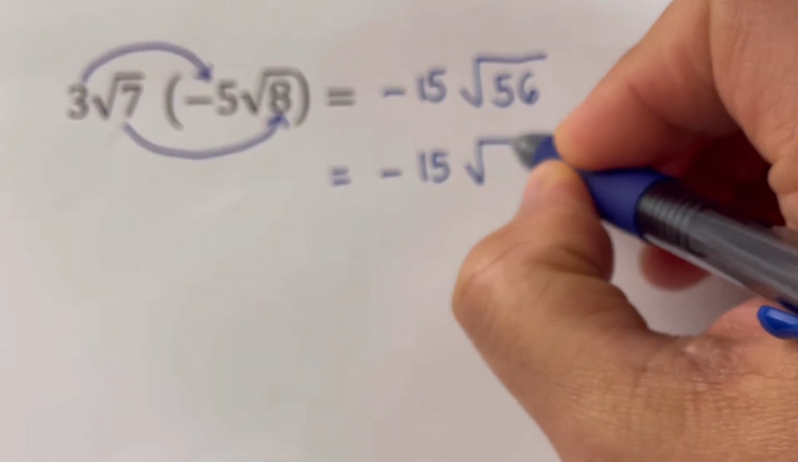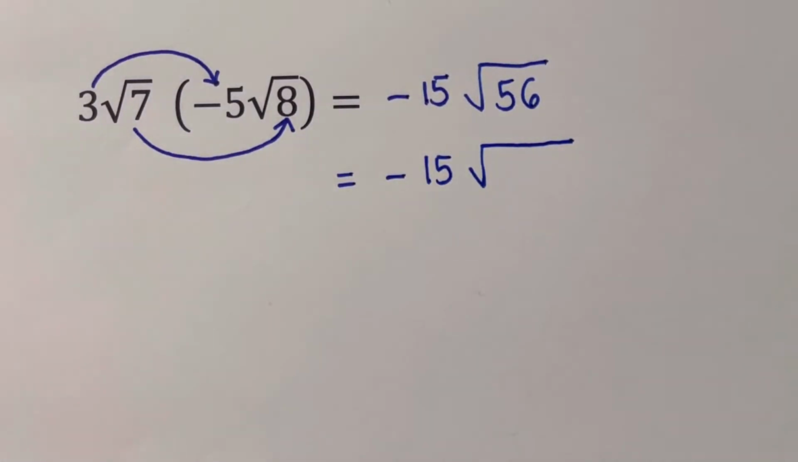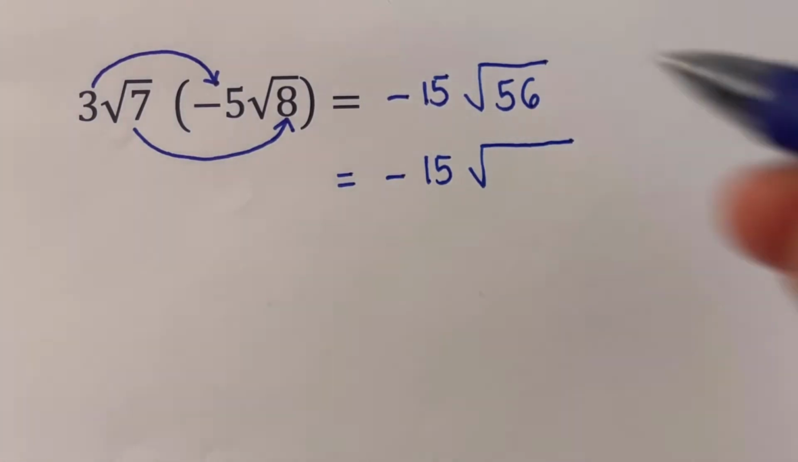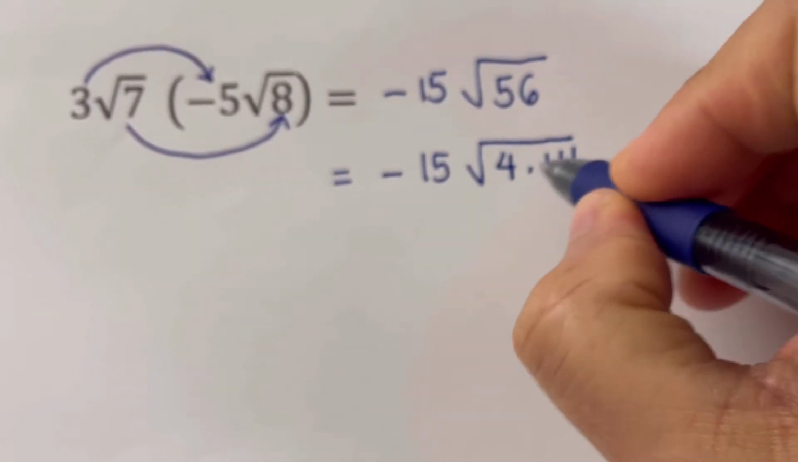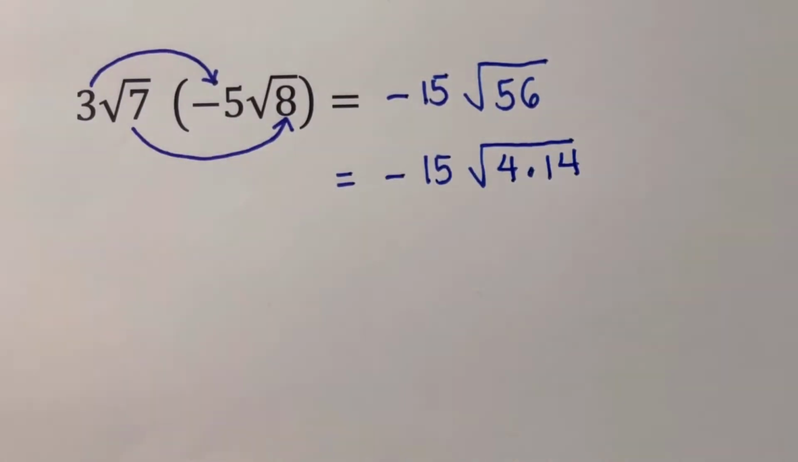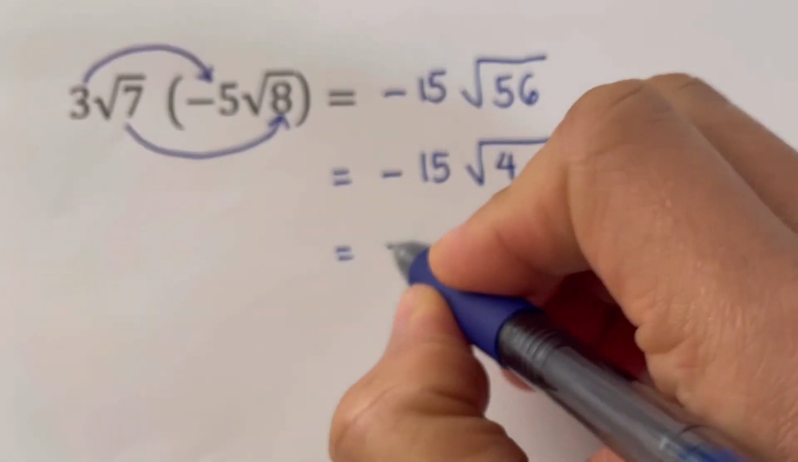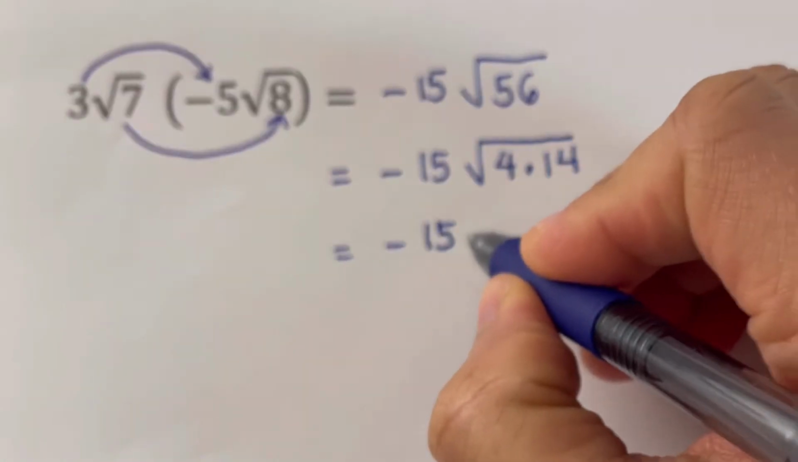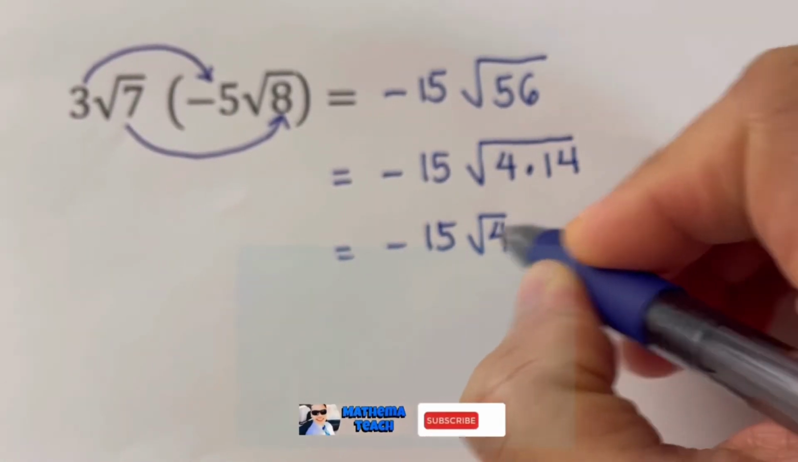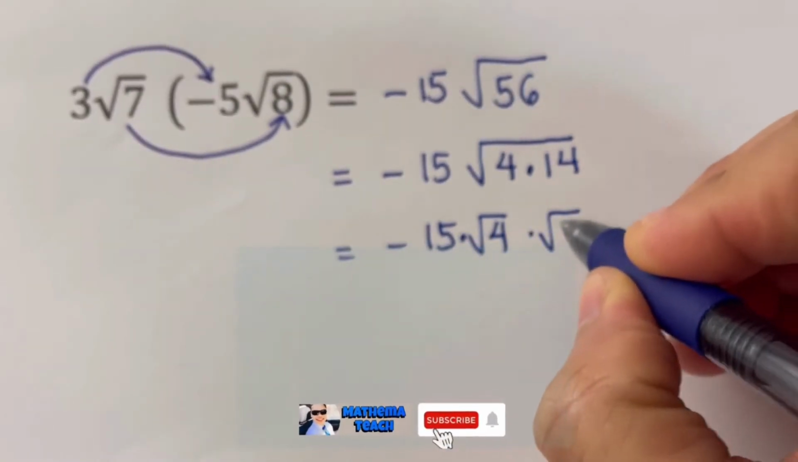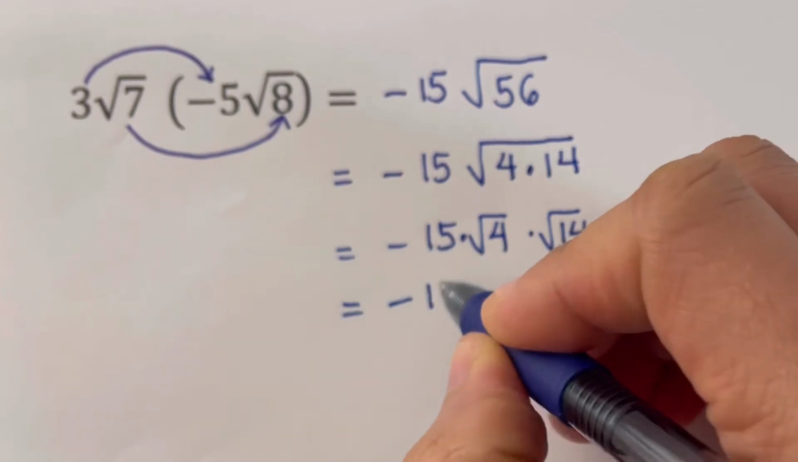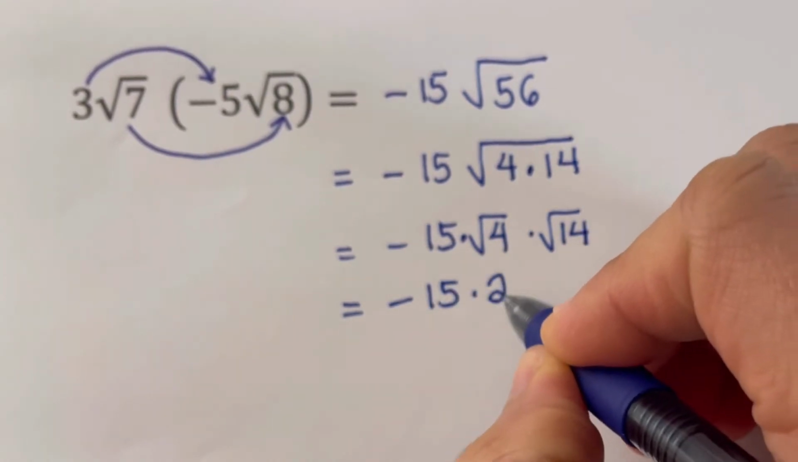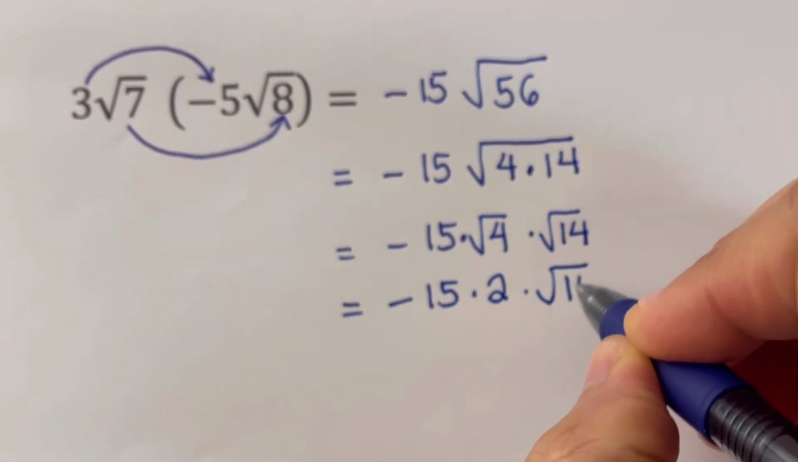This 56 can be broken down into its factors such that one of the factors is a perfect square. So that would be 4 times 14. So 4 times 14 is 56. And so we can go ahead and say that would be negative 15 square root of 4 times square root of 14. And square root of 4 is 2. So that's negative 15 times 2 times square root of 14.